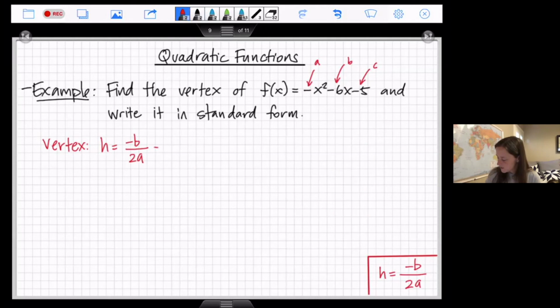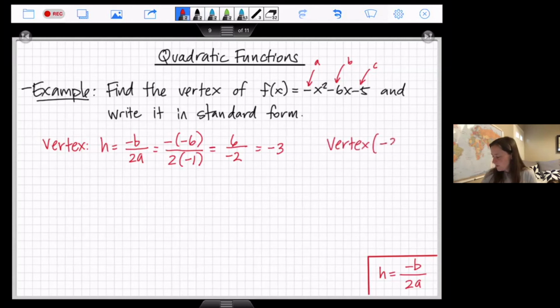And then let's see, so I've got a negative in the formula. My b is negative 6. And then 2 times a, which is that negative 1 coefficient stuck to the x squared. And this gives me a positive 6 on top and a negative 2 on bottom, or a negative 3. All right, so I know that my vertex has to be negative 3 comma something. How do we figure out the something? Well, we just have to figure out what y-coordinate belongs to negative 3.